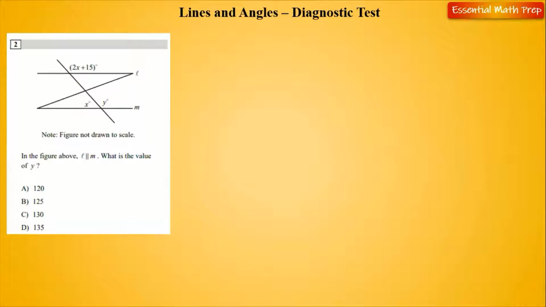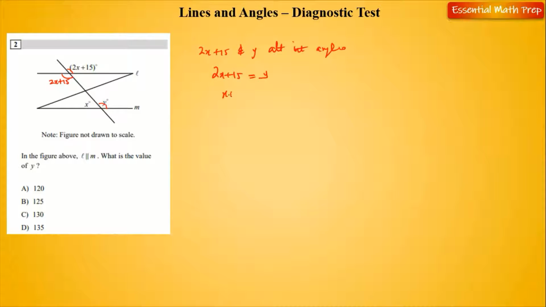Right. We have two lines L and M that are parallel. What's the value of Y? There's probably more than one way to do it. I'm just going to show you one of the ways. This angle is 2x plus 15. So this angle should be 2x plus 15 as well, because these two angles are opposite and they're equal. Okay, 2x plus 15 should be equal to Y because 2x plus 15 and Y are alternate interior angles, right? So that means 2x plus 15 should be equal to Y, right?